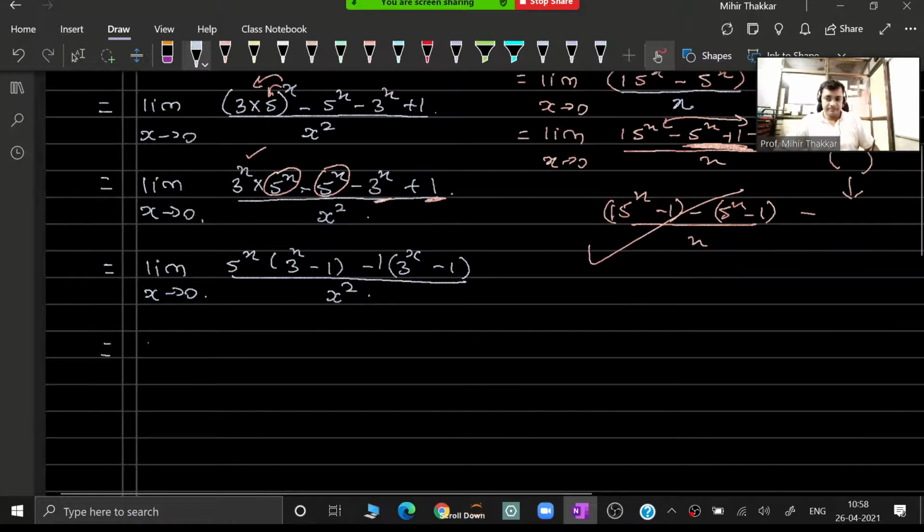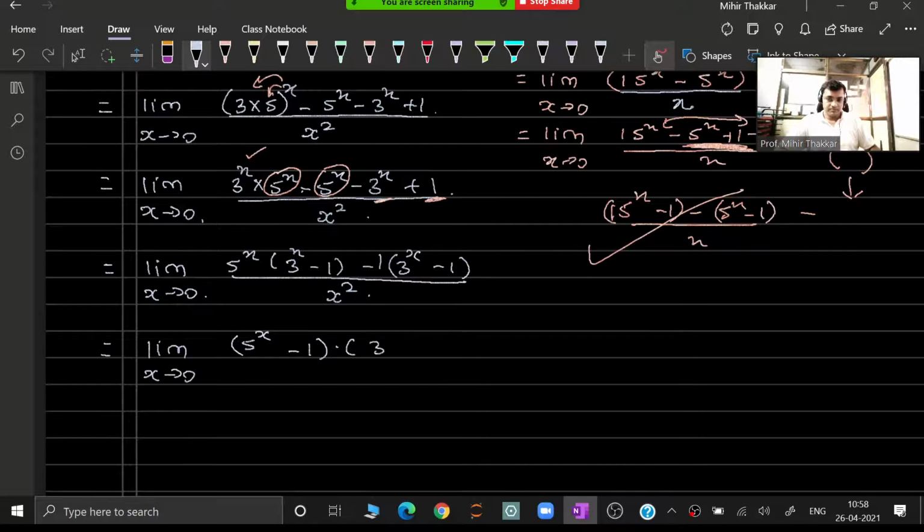X square. Limit as x tends to 0. This is 5 raised to x minus 1, 3 raised to x minus 1 and divided by x square. Let me split it x into x. So guys, as I told you in the very beginning, over here it is not possible to adjust the square of any term in the numerator. Therefore, I am trying to break it into two factors.